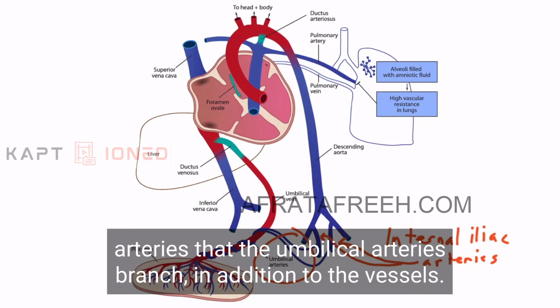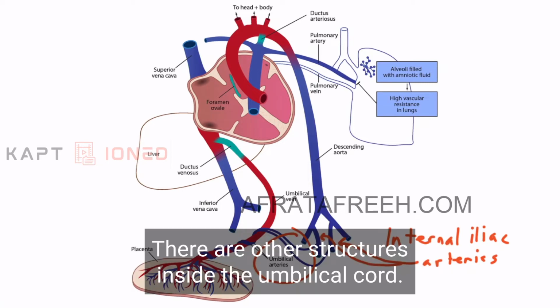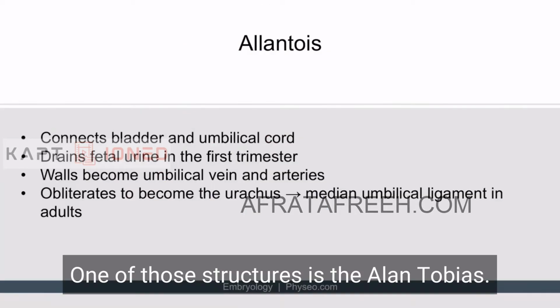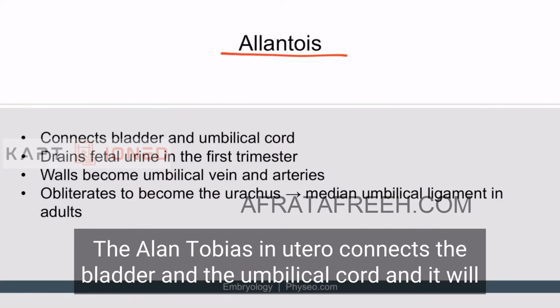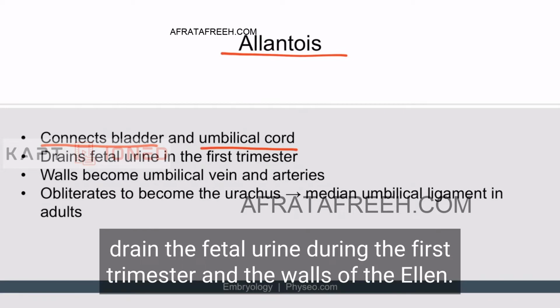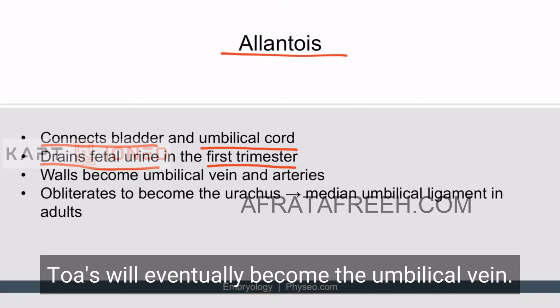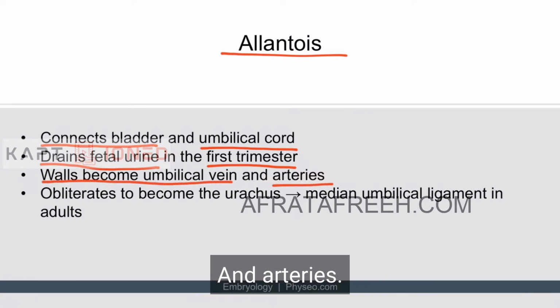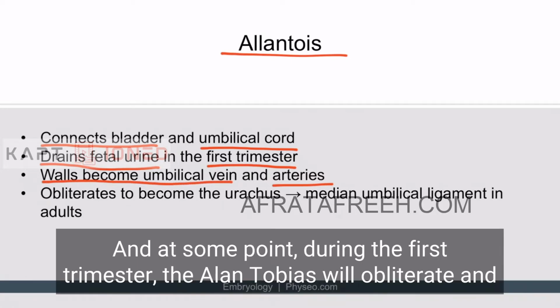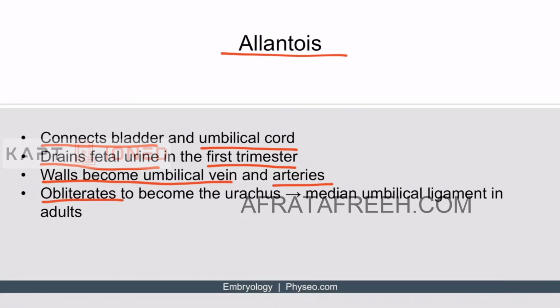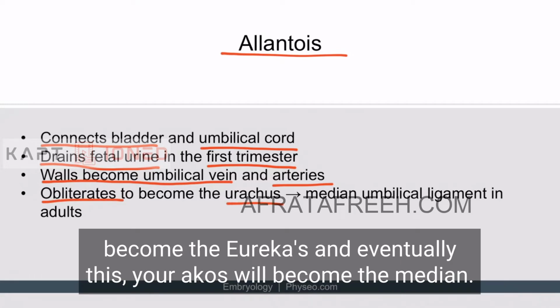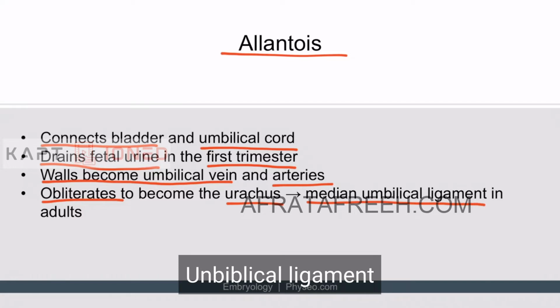In addition to the vessels, there are other structures inside the umbilical cord. Let's identify those briefly. One of those structures is the allantois. The allantois in utero connects the bladder and the umbilical cord, and it will drain the fetal urine during the first trimester. And the walls of the allantois will eventually become the umbilical vein and arteries. And at some point during the first trimester, the allantois will obliterate and become the urachus. And eventually this urachus will become the median umbilical ligament.